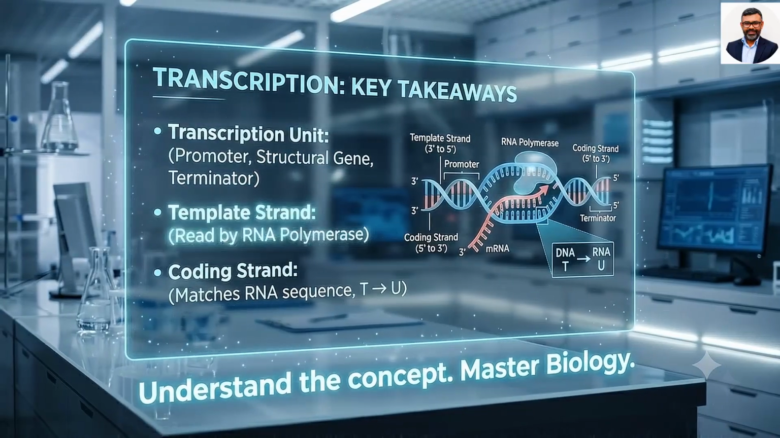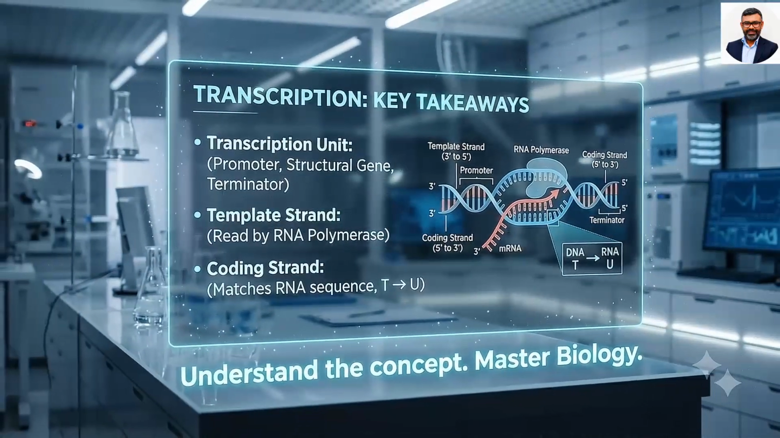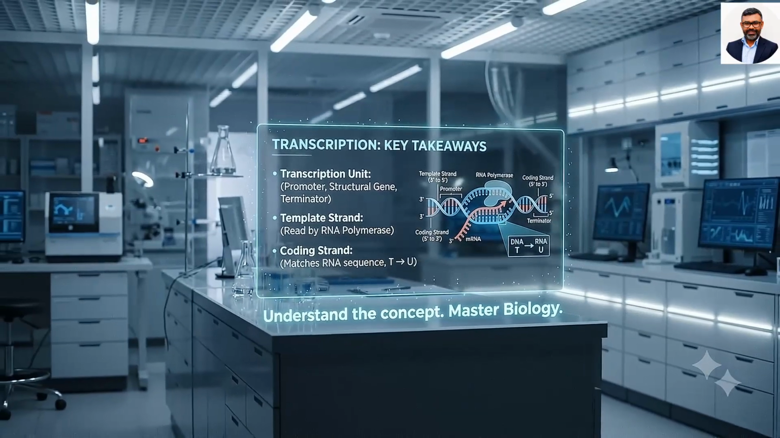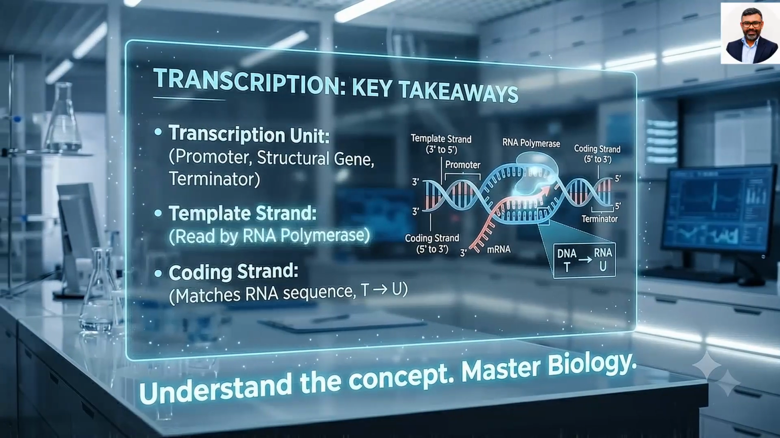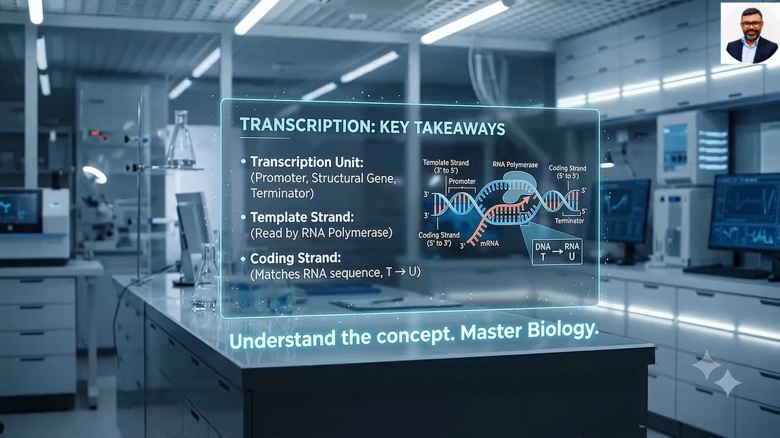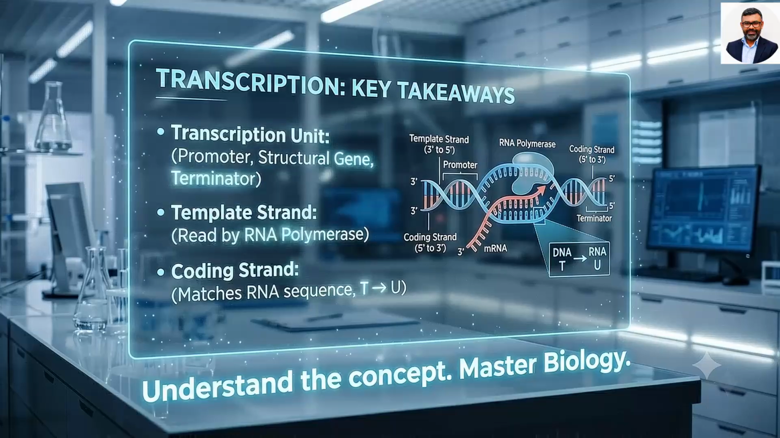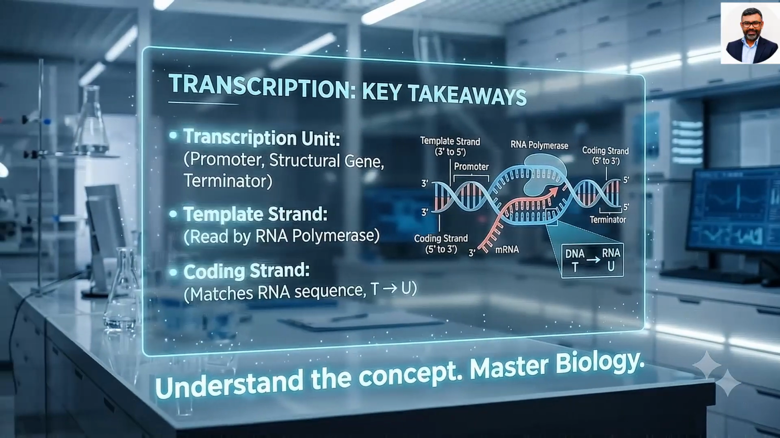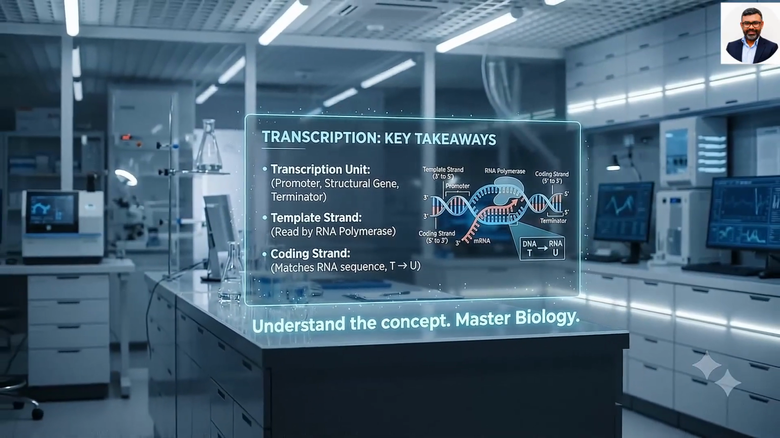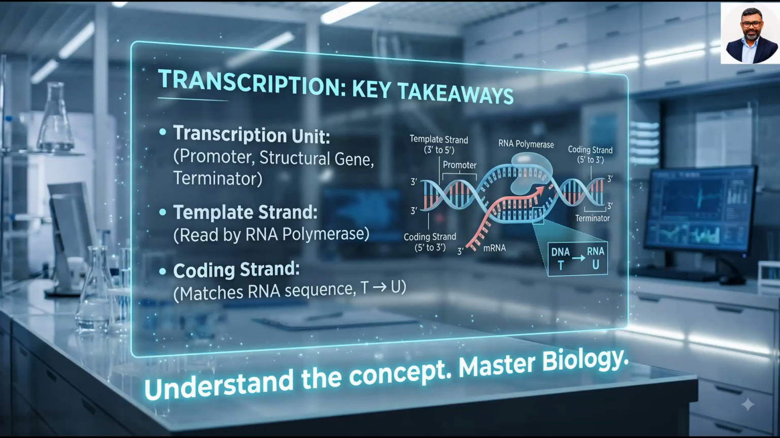To summarize, transcription begins at the promoter, continues through the structural gene, and ends at the terminator. The template strand is used by RNA polymerase to synthesize RNA, while the coding strand has a sequence similar to RNA. This process ensures accurate transfer of genetic information from DNA to RNA.